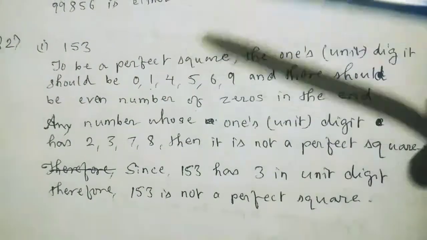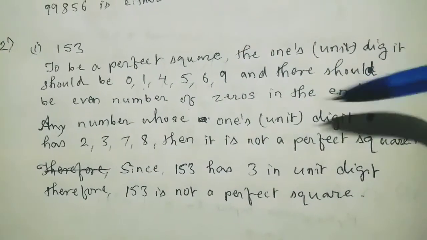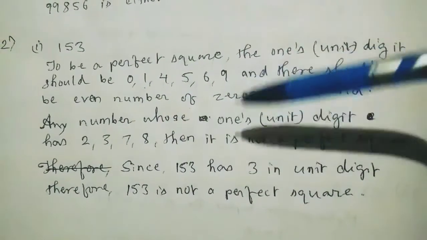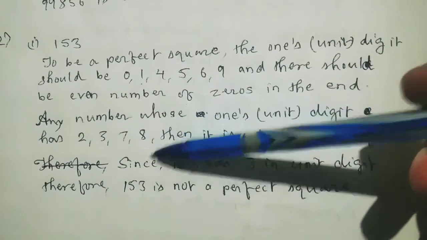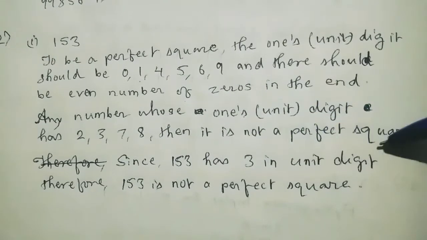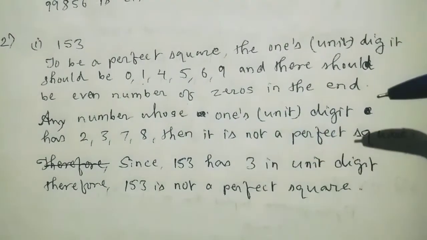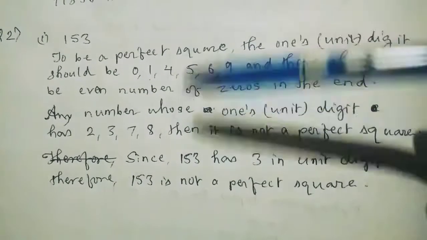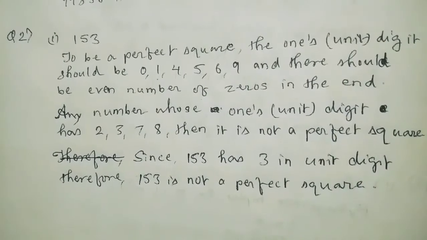And what will not be a perfect square? If any number whose ones or unit digit is 2, 3, 7, 8, then it is not a perfect square. So this is the reason. So here, since 153 has 3 in the unit digit, therefore 153 is not a perfect square. Understood? So this explanation you have to write very nicely. Remember how to write it.